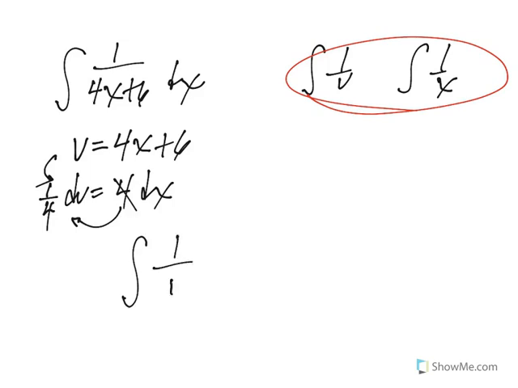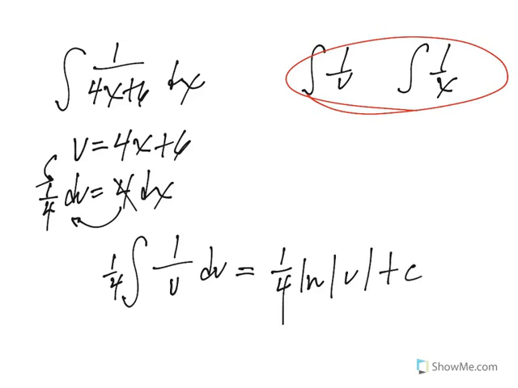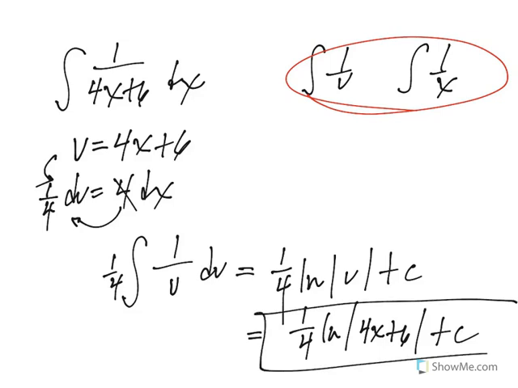This is equal to 1 over u. My dx comes out, and I plug in 1/4 du, which is what it's equal to. And now we're good to go. I've got it in the formula form, and I am ready to integrate. I've got 1/4 out front, the natural log of the absolute value of u plus c. And of course, as I said mere moments ago, I want to take that u out and replace it with my expression in terms of x.